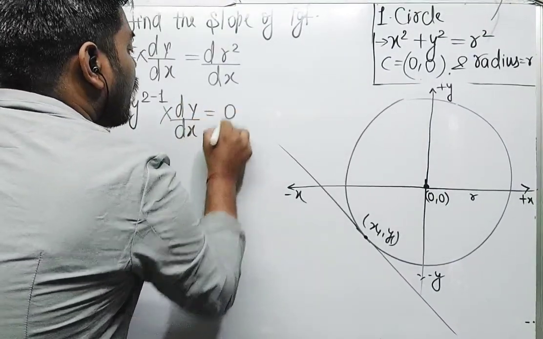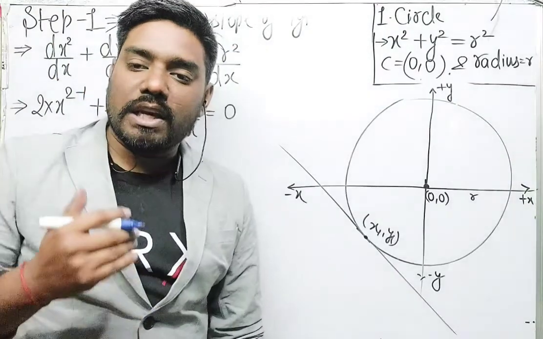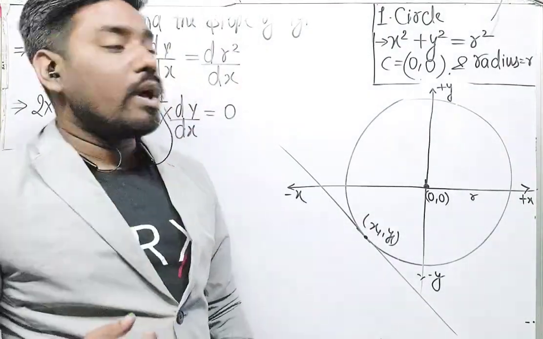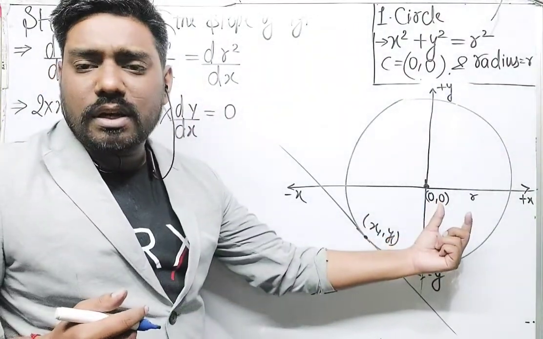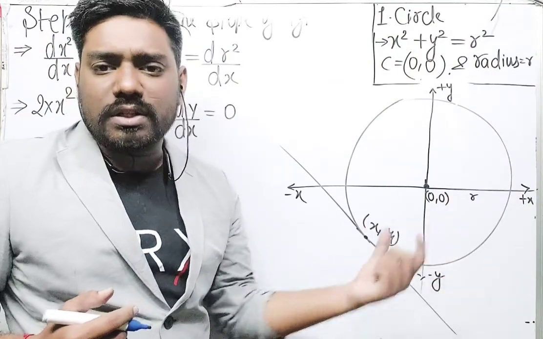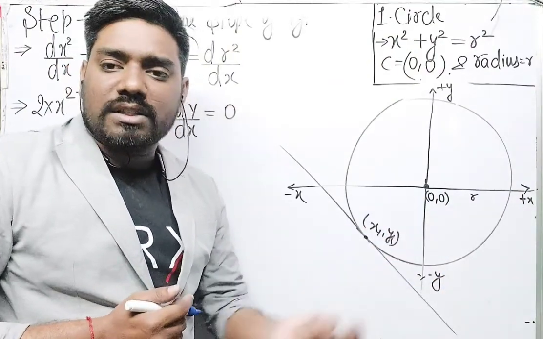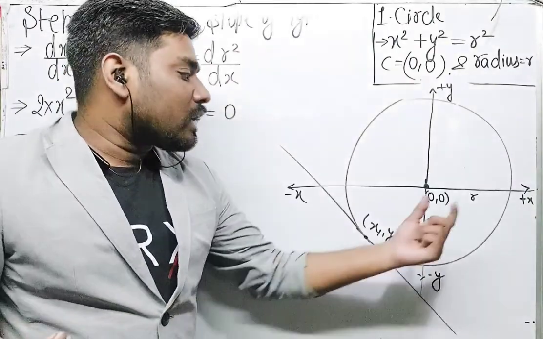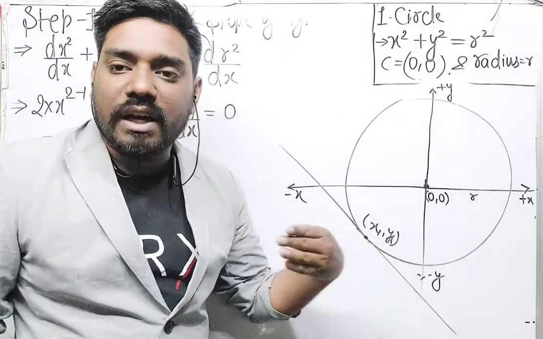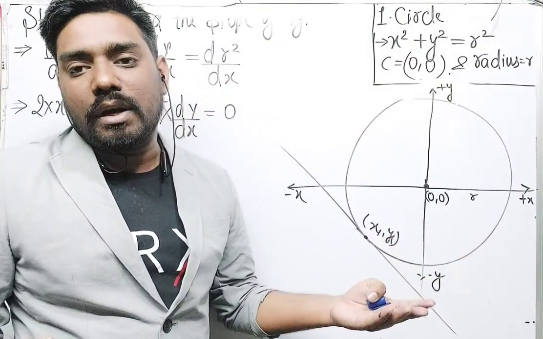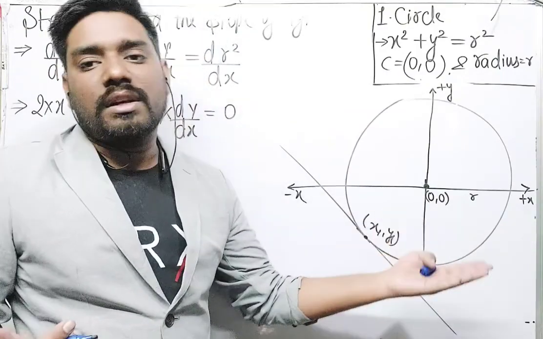Now, as we know, the differentiation of any constant is equal to 0. Here the radius is constant. This is not a variable circle, this is a constant circle. How can we identify whether it's variable or constant? It is only because of the radius. If the radius is variable, the circle is variable, and if the radius is constant, the circle is constant.